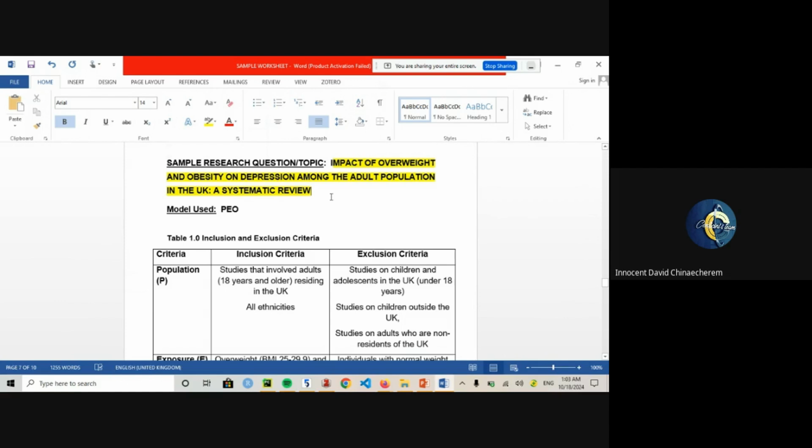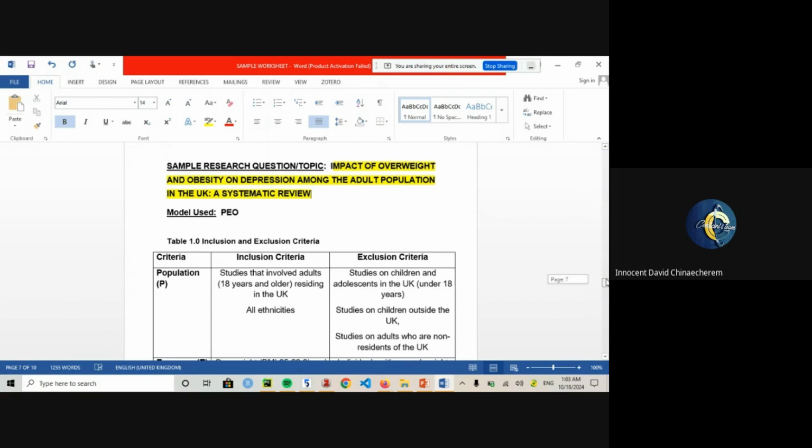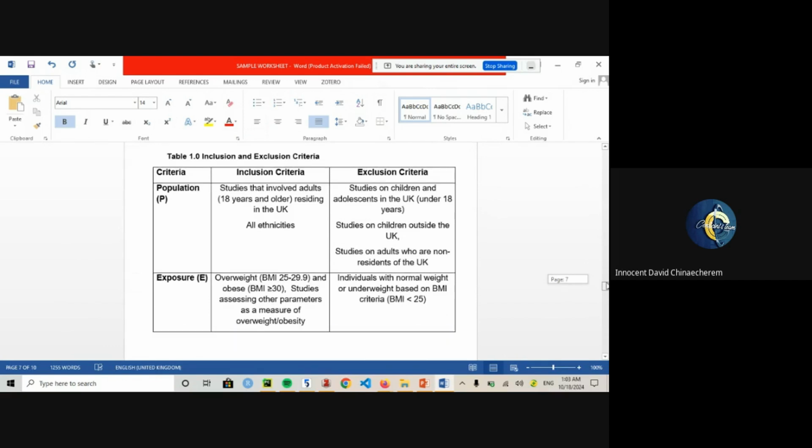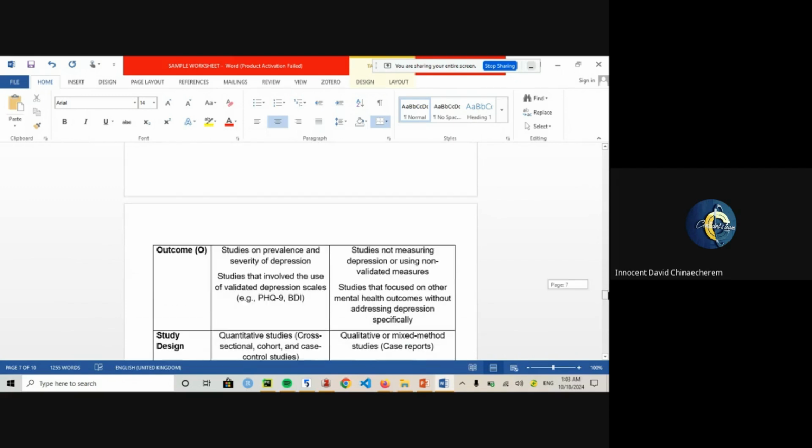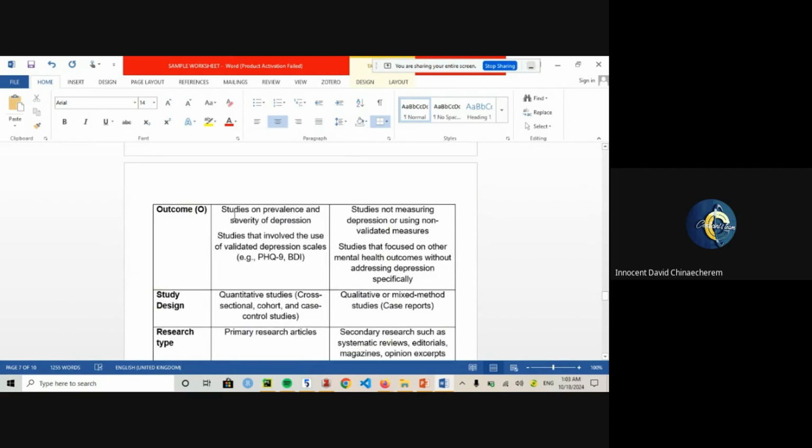Remember that the PEO framework can be used for either qualitative or quantitative. And in this scenario, we have technically all the details that we talked about of our population, of our exposure. We have all the details of our overweight and obesity classification clearly stated with our exclusion criteria. Then we have clearly stated our outcome measures, right? And also what wouldn't really be taken in for our outcome.